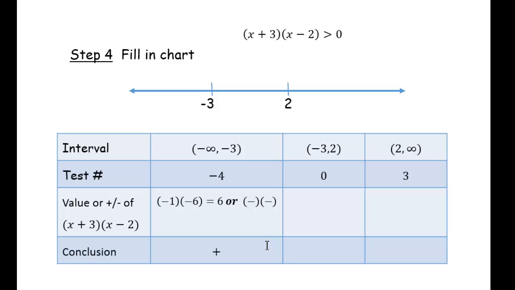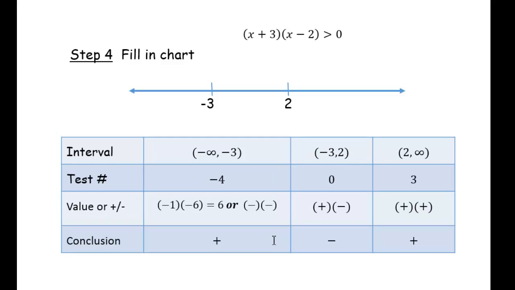Let's look at our next two intervals. When I put 0 into (x plus 3)(x minus 2), I get 0 plus 3, which is a positive, 0 minus 2, which is a negative.